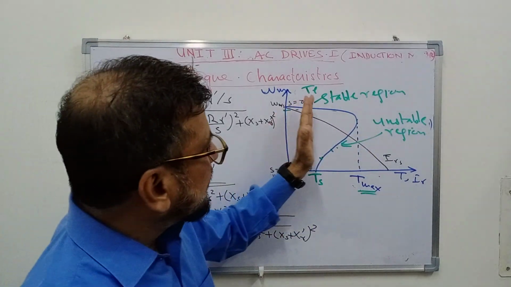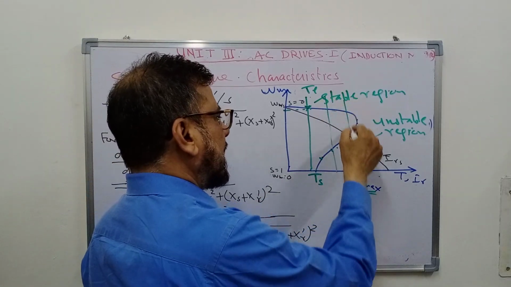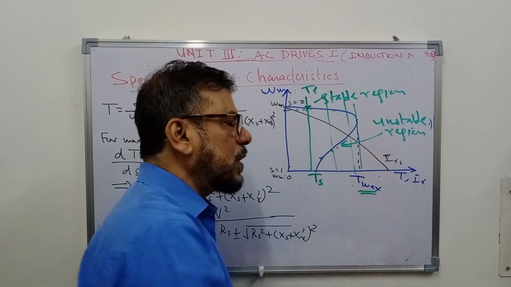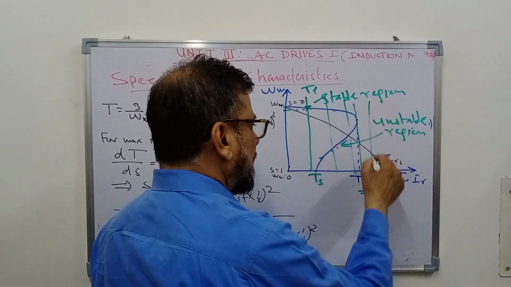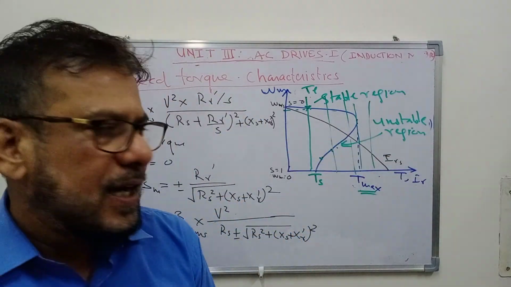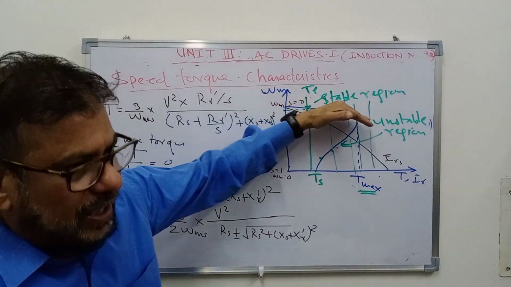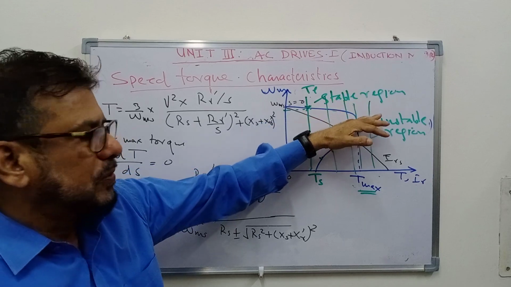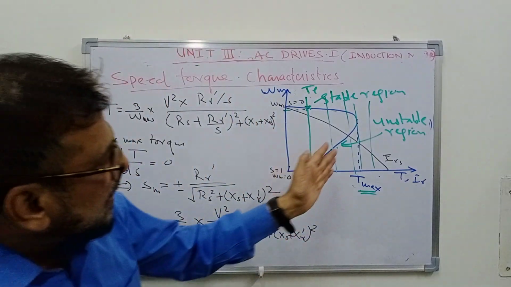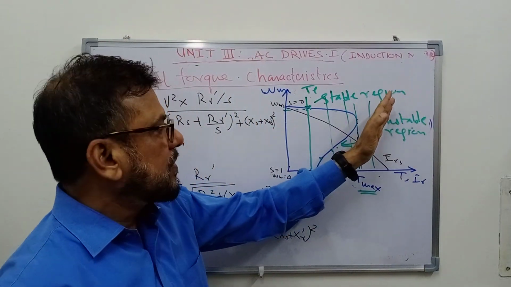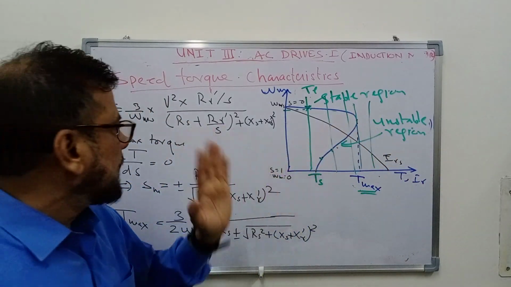As you increase the load on the motor, TL is increased and the operating point shifts like this, and finally you can load up to a maximum of Tmax. Beyond that, the motor torque will never be able to meet the load demand, and it will come to a standstill. So as the motor is loaded, the speed will decrease slightly. It will reach a particular speed at which the torque equals the maximum torque, and if the load is increased beyond that, the motor will not be able to sustain operation and will come to standstill.